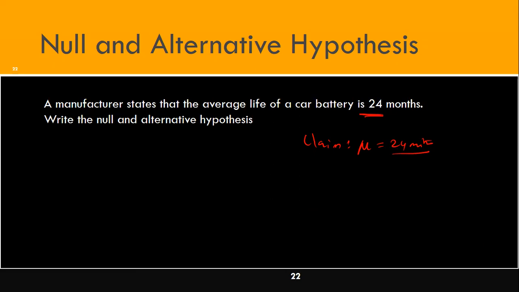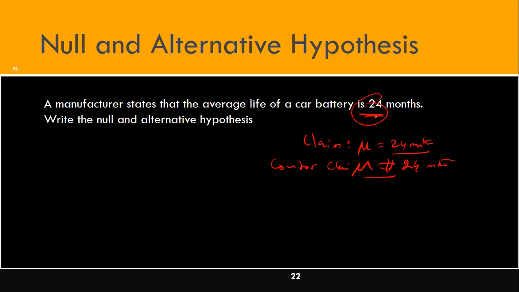Let's say as a quality manager, you want to test it. Mu is not equal to 24 months. Okay. As a quality manager, this is a counterclaim. You don't want the car battery to expire in less than 24 months, or the charging capacity to be less than 24 months. You are going to lose the reputation with the customer. Yes, majority of you are correct. Very good. Okay, if it is greater than 24 months, it is fine, right?